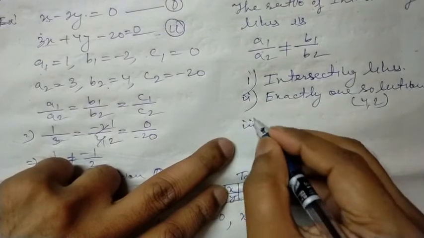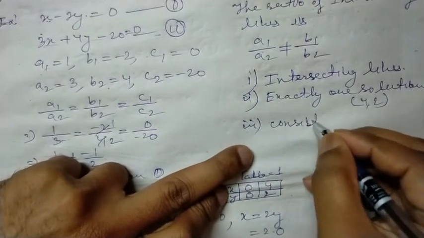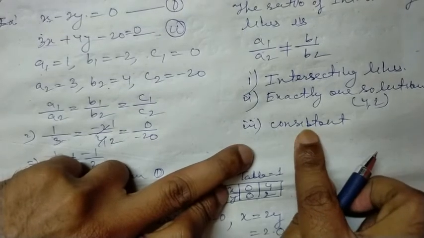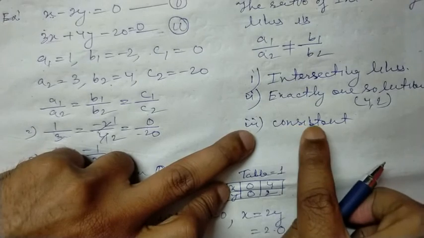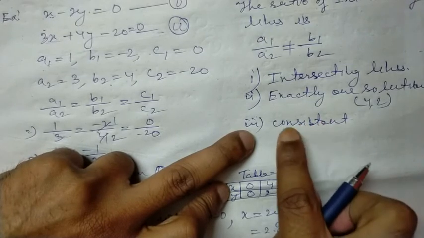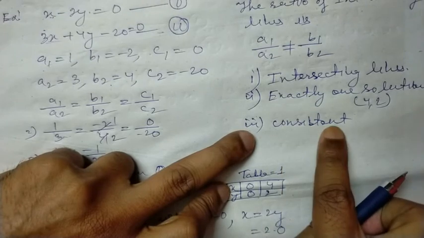And number 3, we can write here consistent. What do we mean by consistent? It means that the two lines will intersect. That is why I have written here consistent.